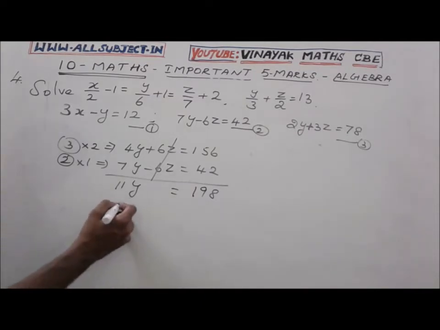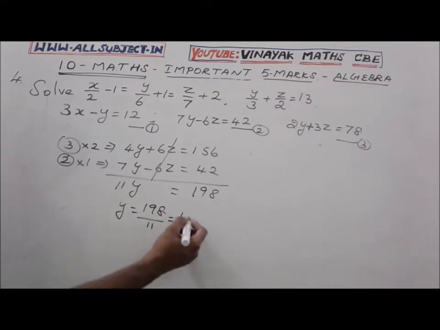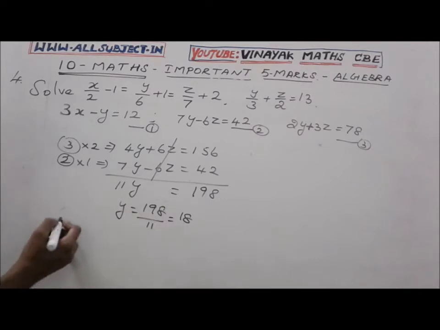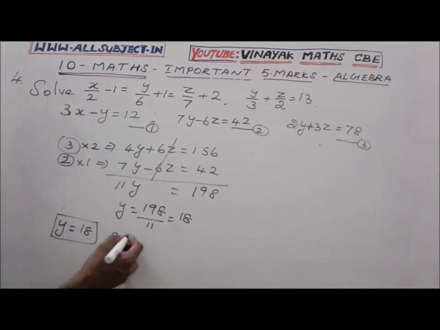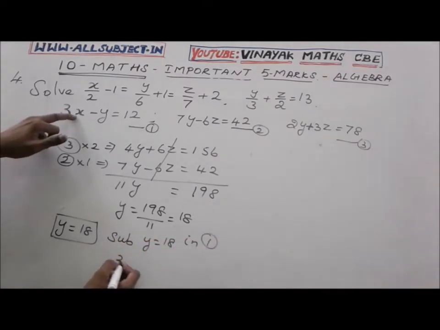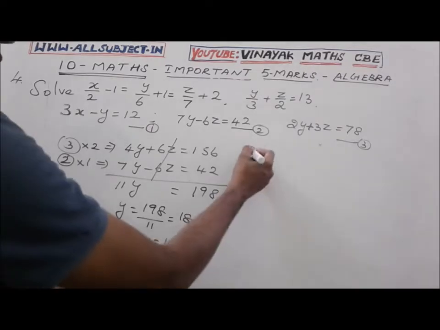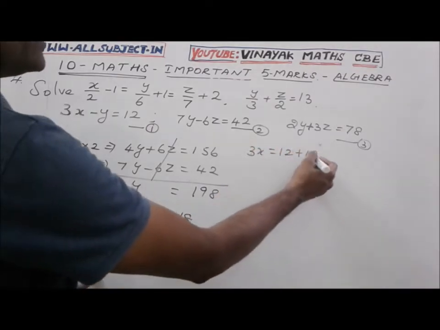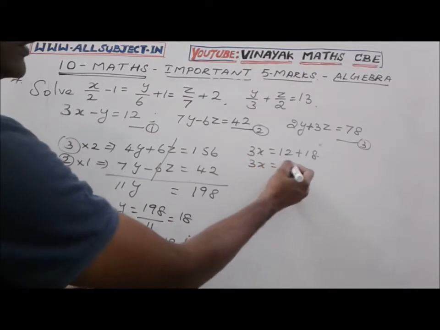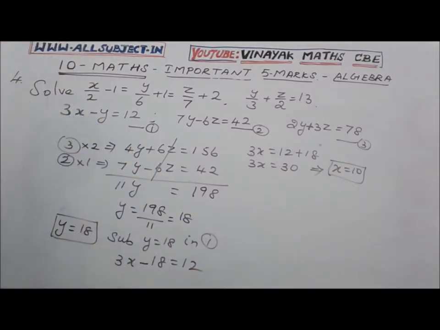Now y equal to 198 divided by 11 equal to 18. So 18 elevens are 198. So y equal to 18. We have got the y value as 18. Substituting y equal to 18 in equation number 1, we get 3x minus 18 equal to 12. And 3x equal to 12 plus 18, 3x is equal to 30, which implies x is equal to 10. 30 by 3 equal to 10.